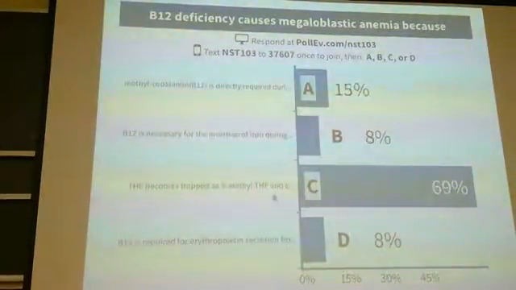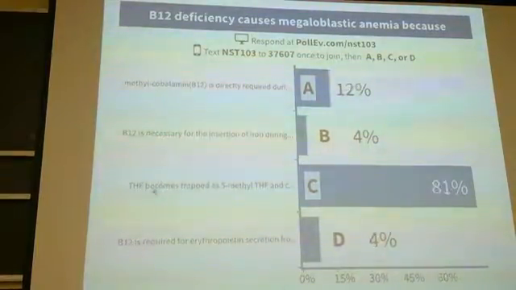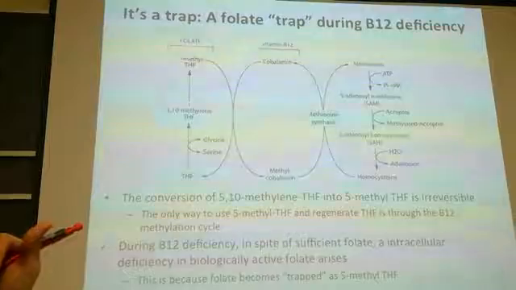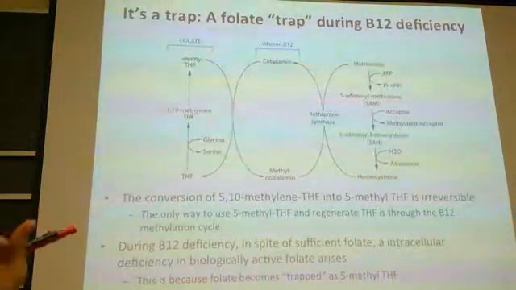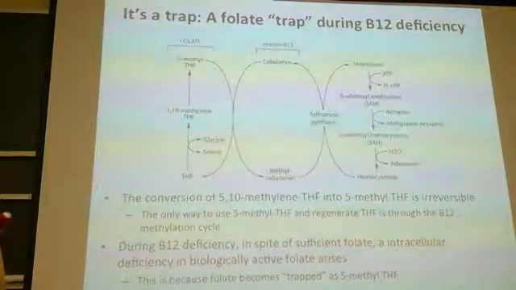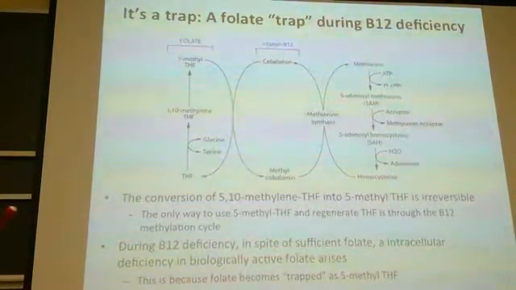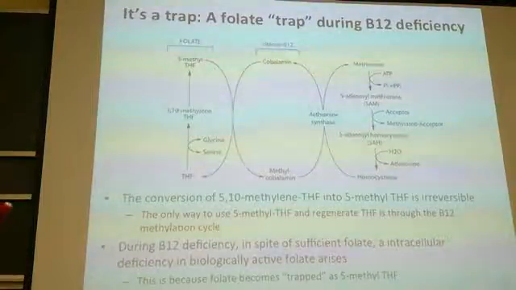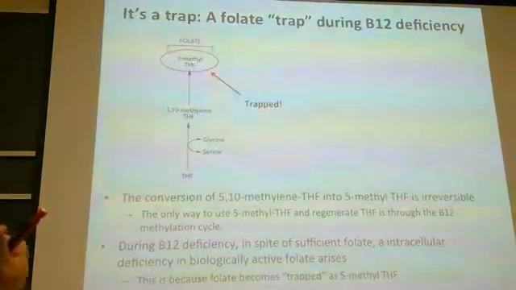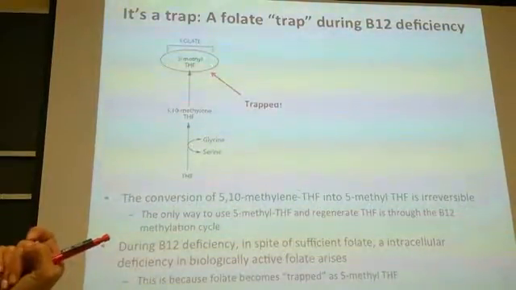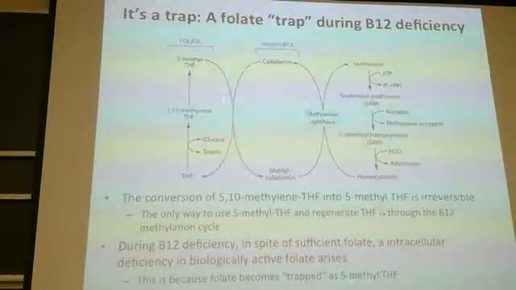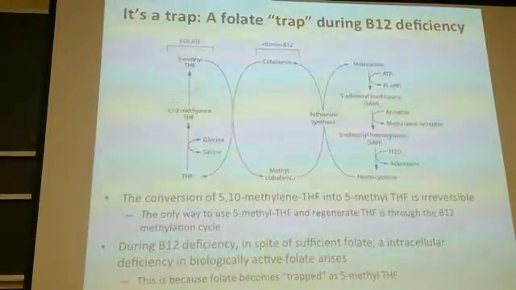Okay, so the majority has it. This is correct. So tetrahydrofolate becomes trapped. Just let me remind you that in this cycle, we have 5-methyl tetrahydrofolate contributing to the formation of cobalamin, methylcobalamin. If we lack vitamin B12, so if we take this step out, then 5-methyl tetrahydrofolate becomes stuck. So we can no longer regenerate tetrahydrofolate from 5-methyl tetrahydrofolate because it requires this cobalamin for this step.